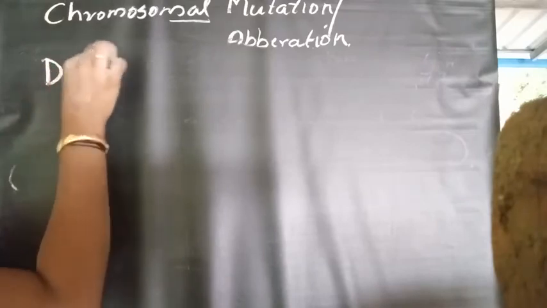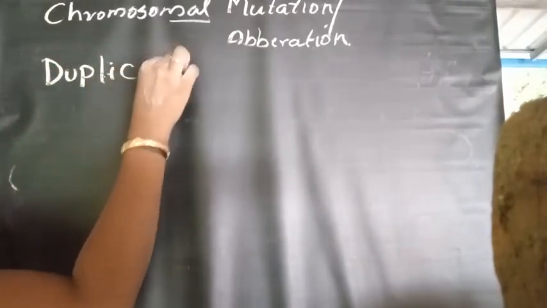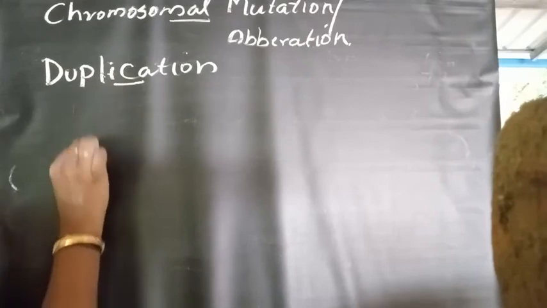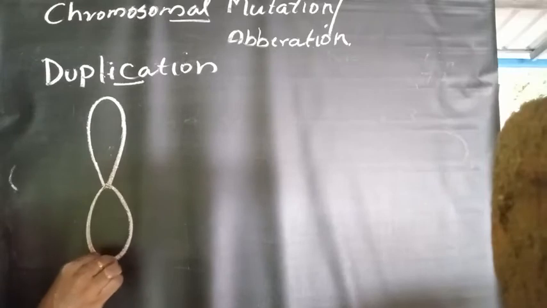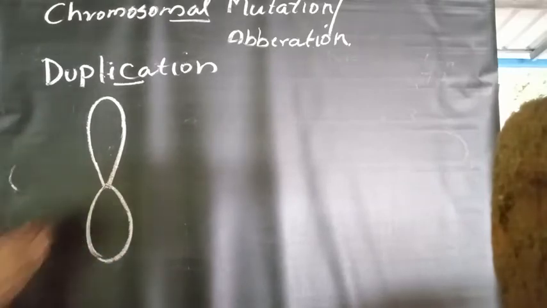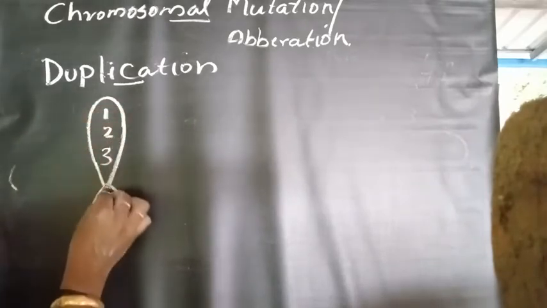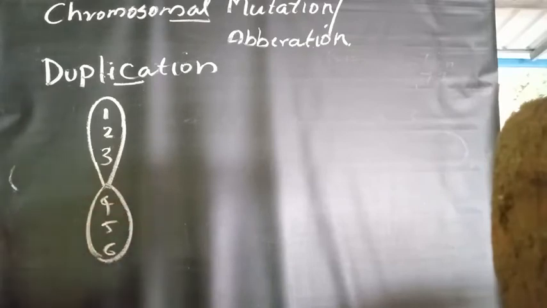The word itself makes it clear what duplication is. Duplication is the occurrence of a chromosomal segment twice on a chromosome. That is called duplication. Suppose this is the normal chromosome having 1, 2, 3, 4, 5, 6, and duplication occurs of a chromosome segment twice.